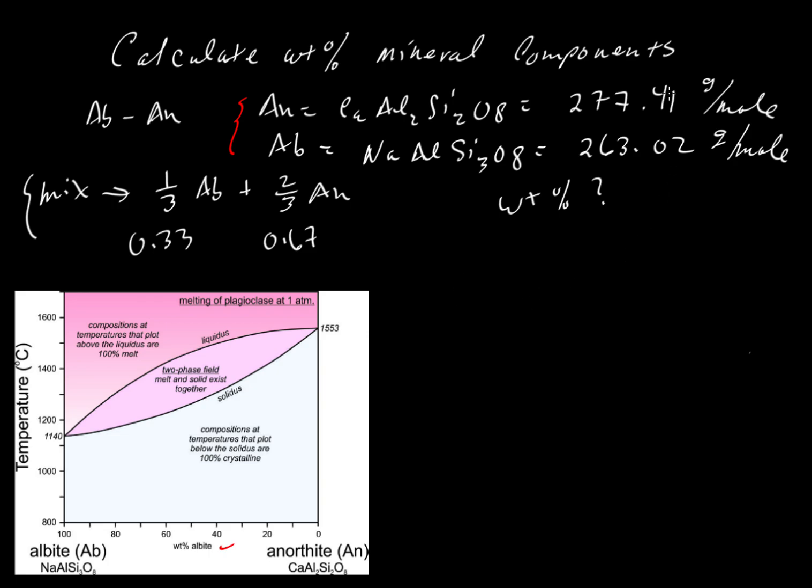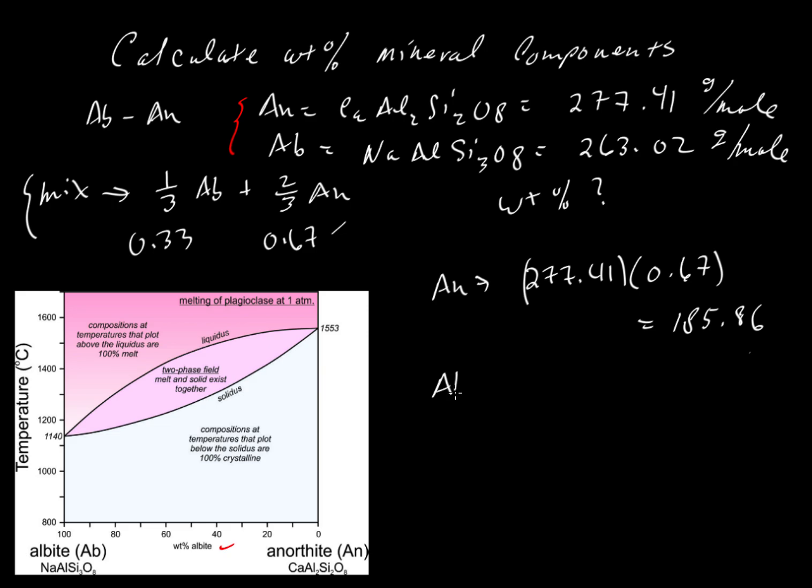Well, what we'll do is we'll take these weights. So for anorthite, we will take 277.41 and multiply it by the amount that we've decided beforehand. We have something with 2/3 or about 67% anorthite. And so if we multiply those two together, then we will get 185.86 grams per mole of this stuff here.